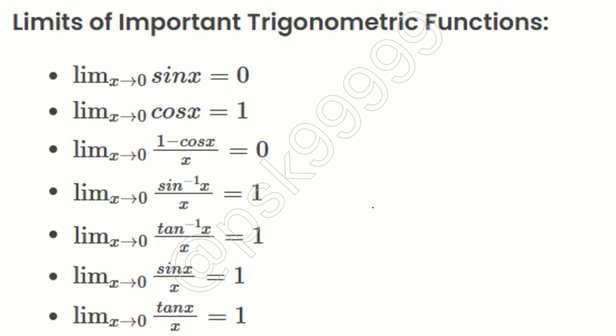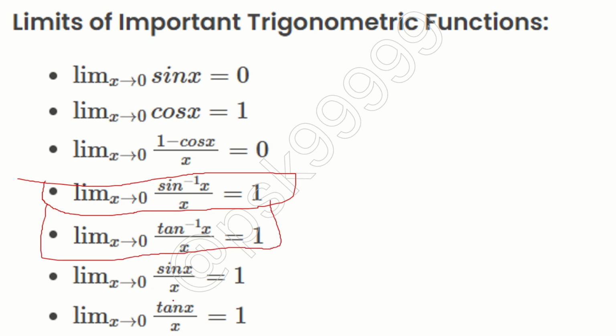Trigonometric function limits. This is limit x tends to 0, sin of x by x is straightforward. This we have solved actually, which is equal to 1. This is important: sin inverse of x by x also equals 1. You can try to solve it yourself. And this is similar. We have solved these two, but these two also you can try to solve. Remember, it is very easy. Both sin x by x and sin inverse of x by x are equal to 1.